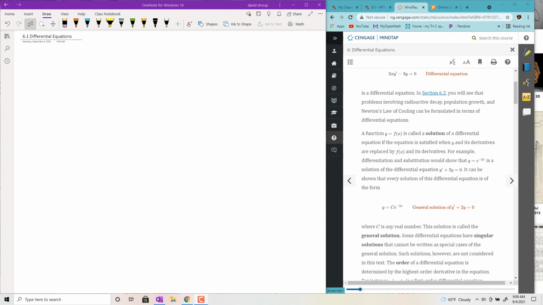Hey, welcome back. So this is Introduction to Differential Equations in Calc 2. And we'll begin with just a definition of what the heck these things are and some examples and that sort of thing. So first off, a differential equation. What the heck is this thing?